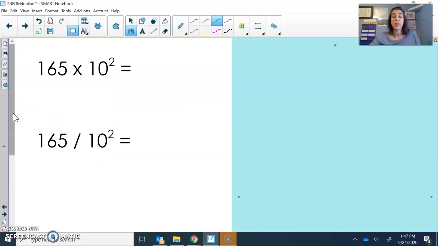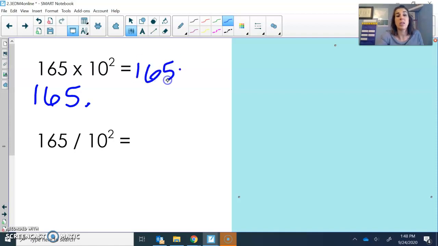Let's try this. I have 165 times 10 to the second power. So I am going to rewrite this so that I can have a little bit more space with the decimal point at the end of the whole number. If I think about 10 to the second power, how many zeros are in that standard form? It's actually like saying that I have 165 times 100. Sorry, that's a 0 there. Remember, 10 to the second equals 100.